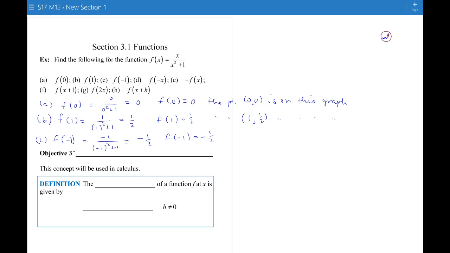So objective 3 is find the difference quotient of a function. And this one's really important and kind of complex. So I'm going to go ahead and make a separate movie starting from here.